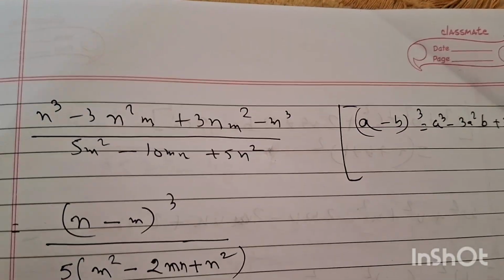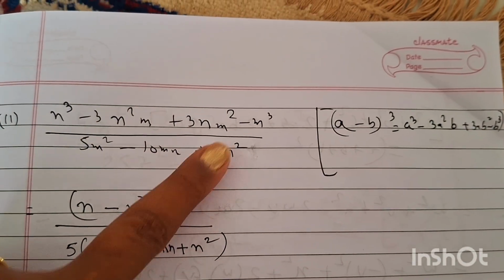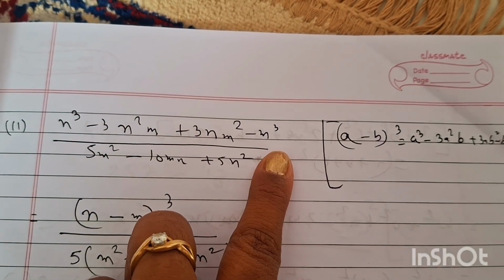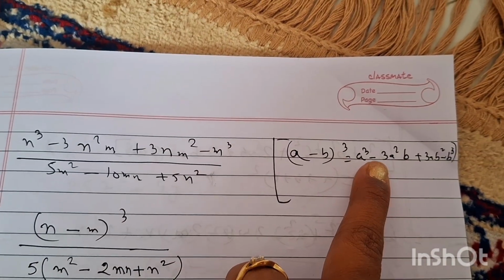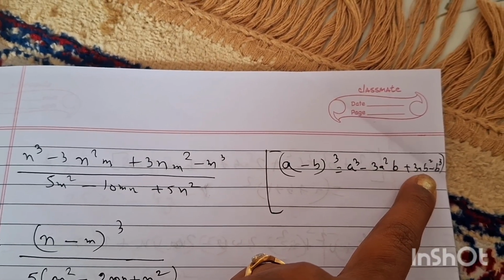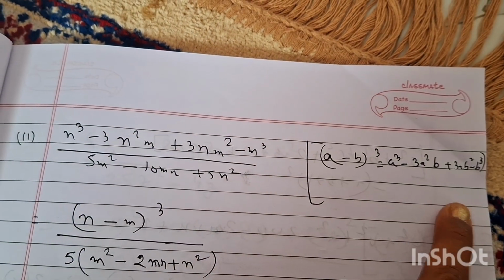Next sum. Okay, now you have to use this as a formula, identities. So you can see cube here, square means you have these identities. (a − b) whole cube is a cube minus 3a square b plus 3a b square minus b cube. Okay, so just write it down. As soon as you get this, you can find it out.